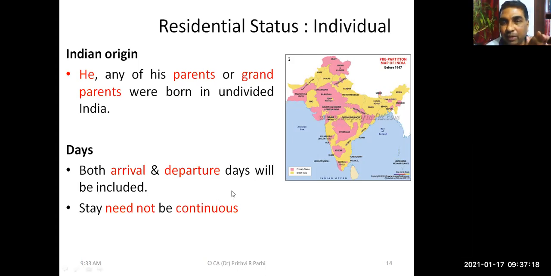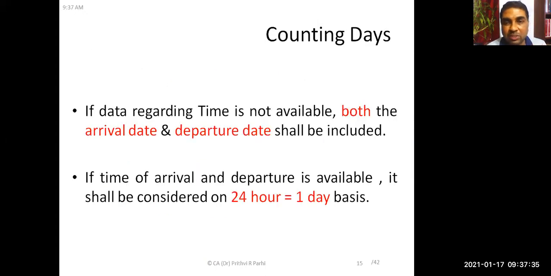And we have to calculate the days of stay on the basis of number of days. Normally, both arrival and departure days shall be included. Okay, and stay need not be continuous. One person may stay for some period, go out, then again come back. So, all these things have to be taken care of. If the time data is not available, that means what time the person is leaving India and what time he is entering into India, then both arrival date and departure date shall be included.